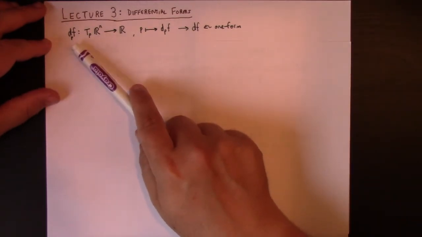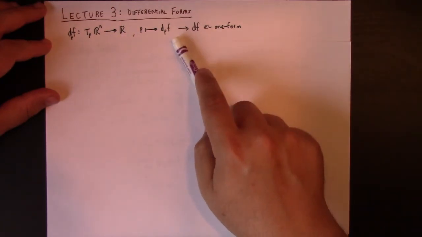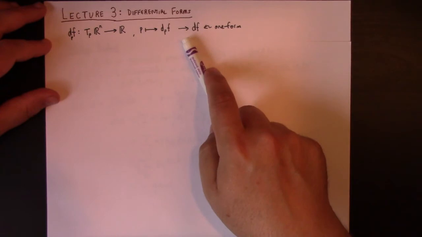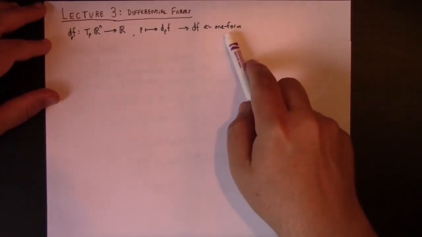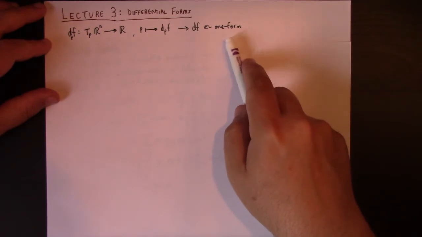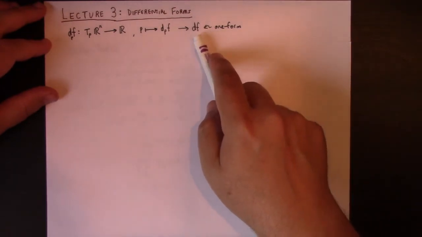At each point P, that gives us a dual vector, and then if you assign a dual vector at each point, that gives us what you might expect would be called a dual vector field or a covector field, but in fact we call that a differential one form, or sometimes just simply a one form. Now, I say a differential one form to emphasize we're building it with differentials.